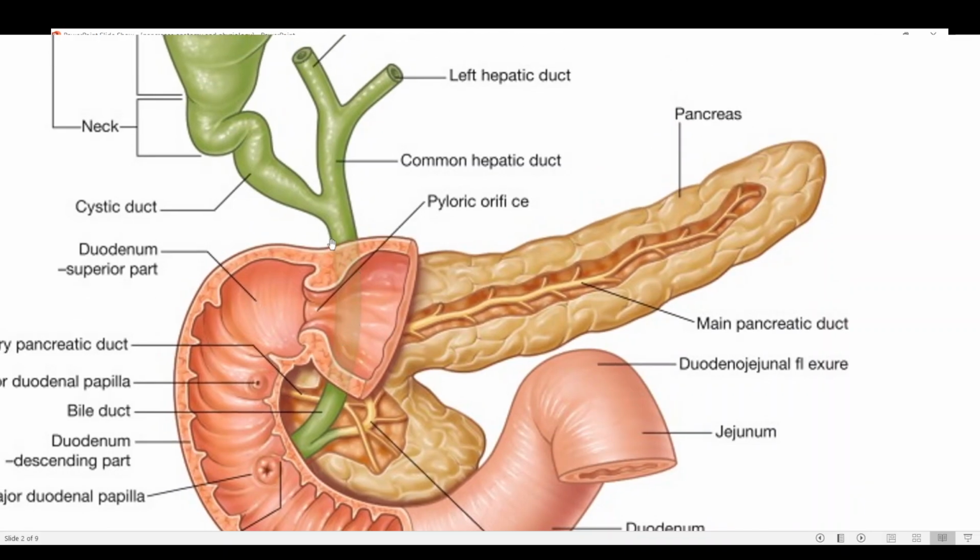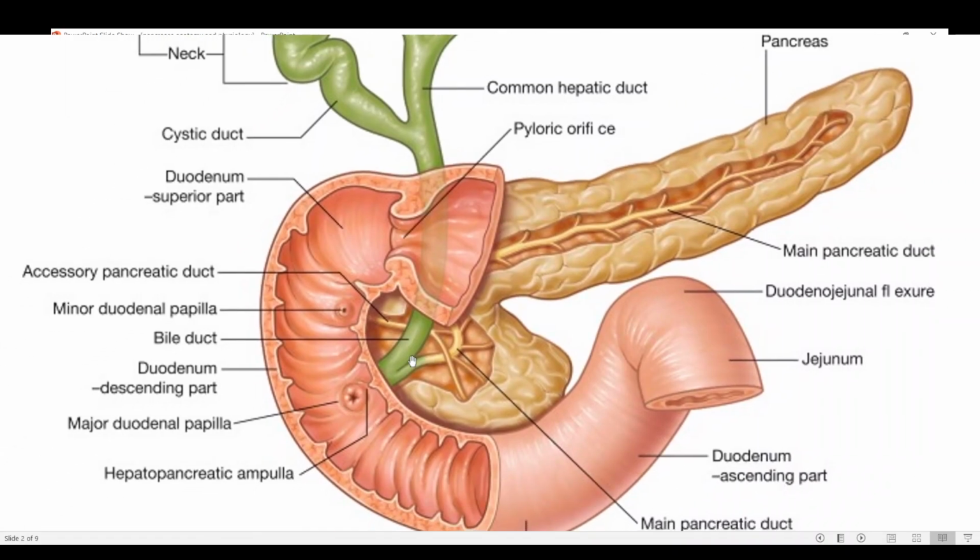See, the common bile duct is formed by the cystic duct and hepatic duct, which drain the bile fluid. The common bile duct and pancreatic duct join and form a single canal, which drains into the major duodenal papilla. Here the hepatopancreatic ampulla, a musculature, acts like a sphincter, which prevents reflux of duodenal secretions or fluid towards the common bile duct and pancreatic duct.